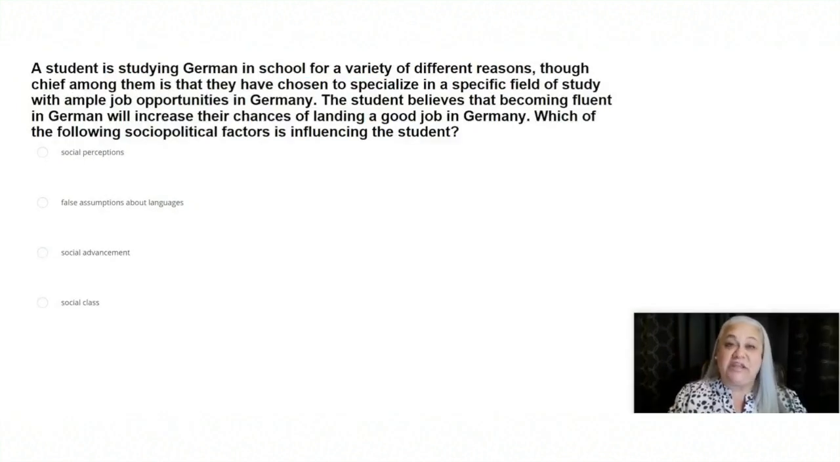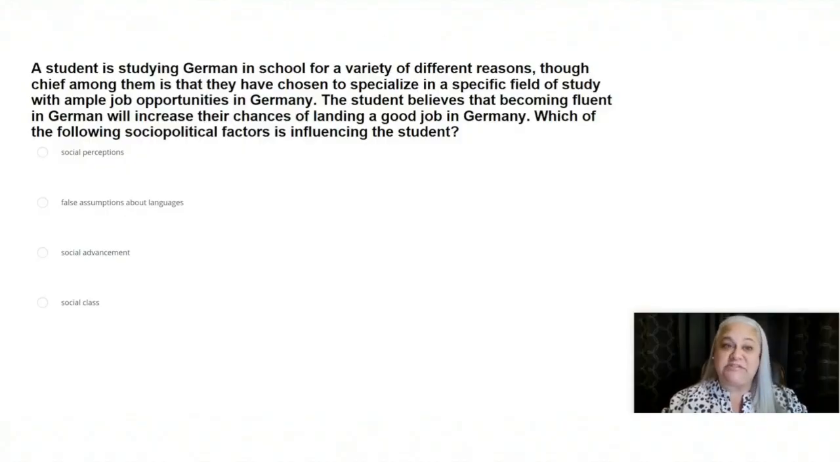A student is studying German in school for a variety of different reasons, though chief among them is that they have chosen to specialize in a specific field of study with ample job opportunities in Germany. The student believes that becoming fluent in German will increase their chances of landing a good job in Germany. Which of the following sociopolitical factors is influencing the student? Let's take a look at the answer choices. The first answer choice, social perceptions. The next is false assumptions about languages, social advancement, or social class.